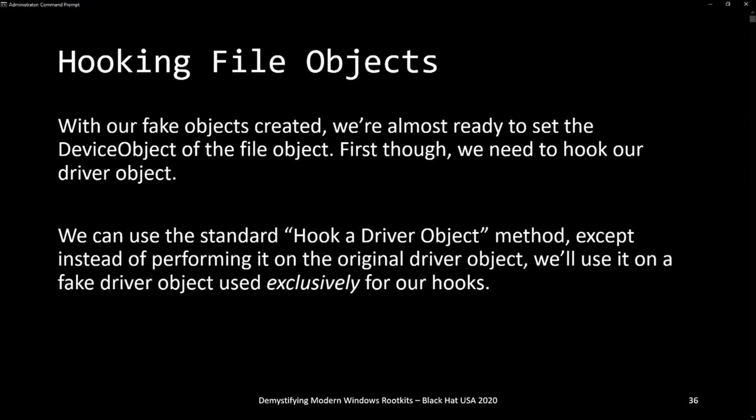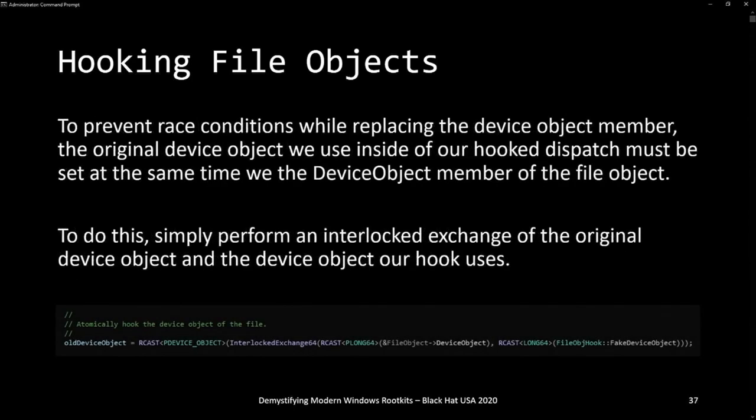But first, we need to hook our driver object. Now, the way we're going to do this is again by using that standard hook a driver object method, except we are not performing it on the original driver object. This is our own copy, which an antivirus cannot easily retrieve. So to prevent race conditions while replacing the device object member, the original device object we use inside of our hooked dispatch function needs to be set at the same time that we replace the device object of the file object. So the way I did this is by simply using InterlockedExchange.